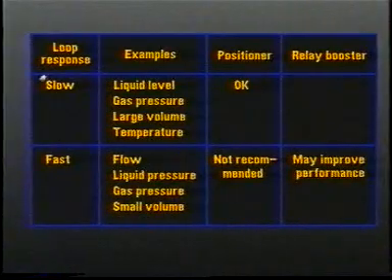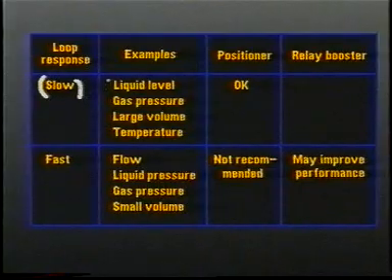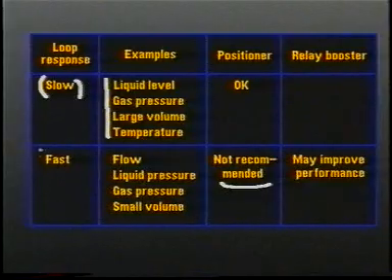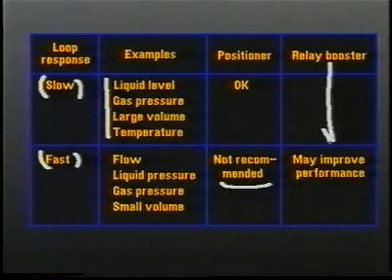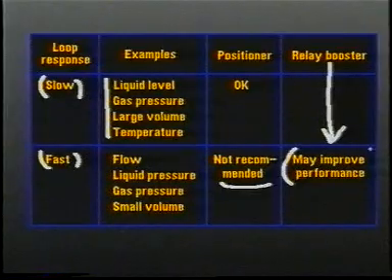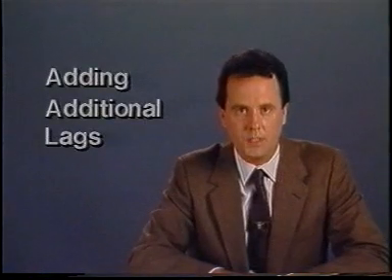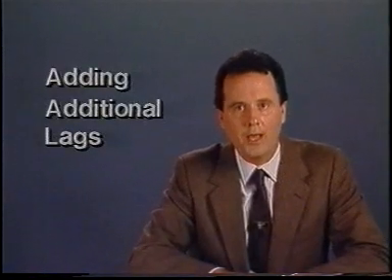In general, this works best on slow processes like those shown on the chart. Notice that they are not recommended on fast processes, since they may tend to cause instability. Instead, the addition of an instrument relay is recommended to improve performance on fast processes. If positioners must be used on fast processes, you may need to compensate for them by adding additional lags.